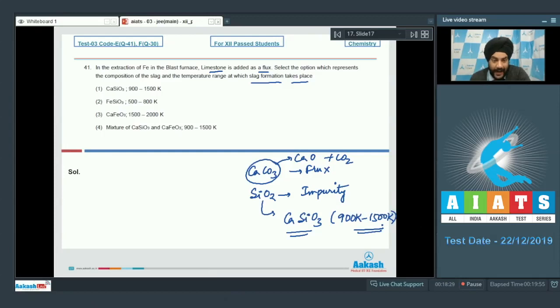Okay. So students, if we look at the options which are given to us, we can clearly see that the correct answer is option 1. Let us look at the next question now.